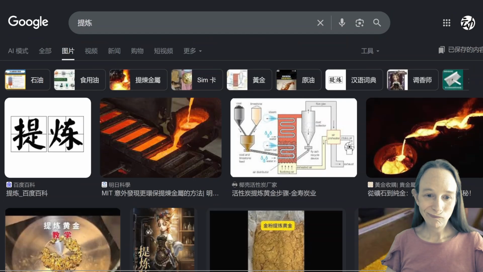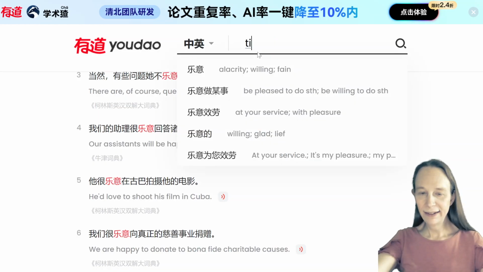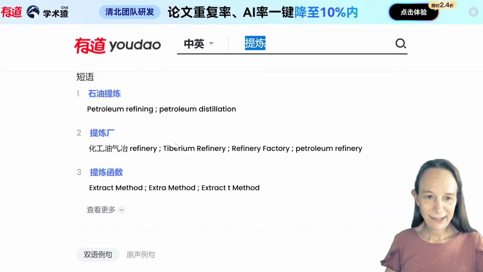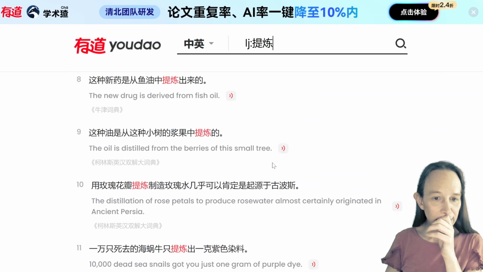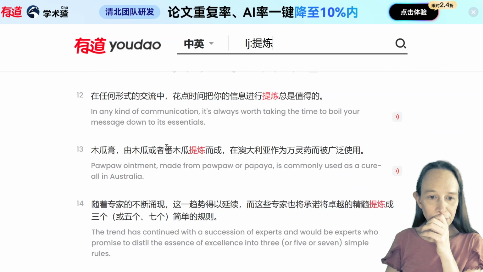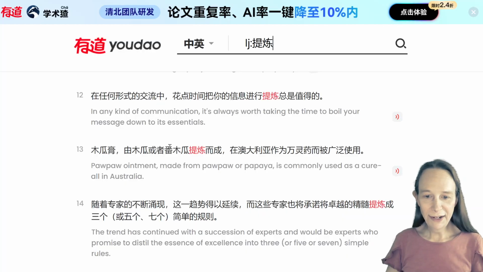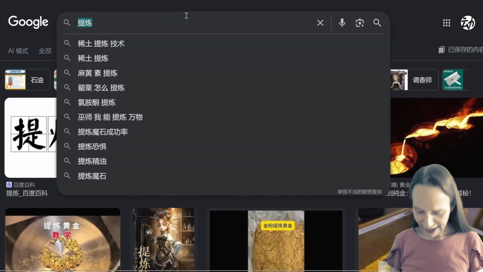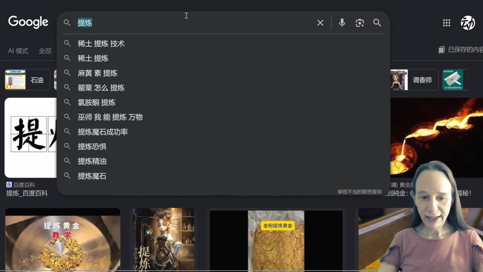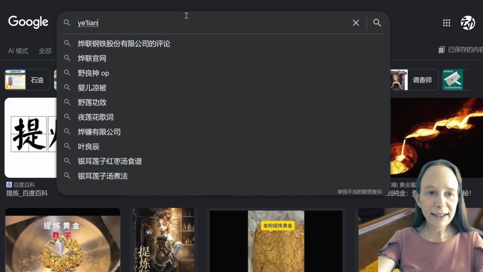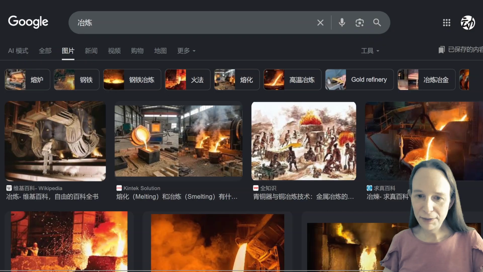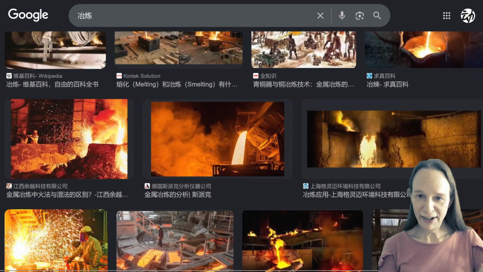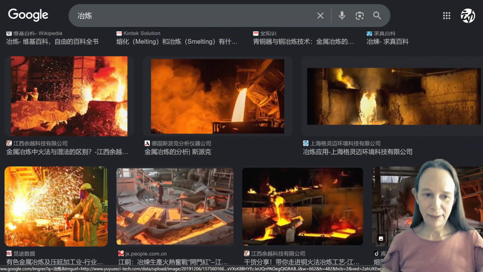Extract. Yeah, but 提炼, you often see figurative, or at least, oh, maybe not. Maybe I'm wrong. All right. 提炼. What's next? 冶炼. 冶炼, to smelt metal. That seems very similar to 熔炼. I presume it's the same.